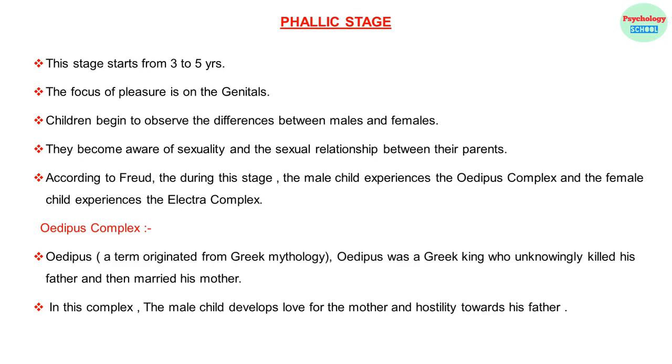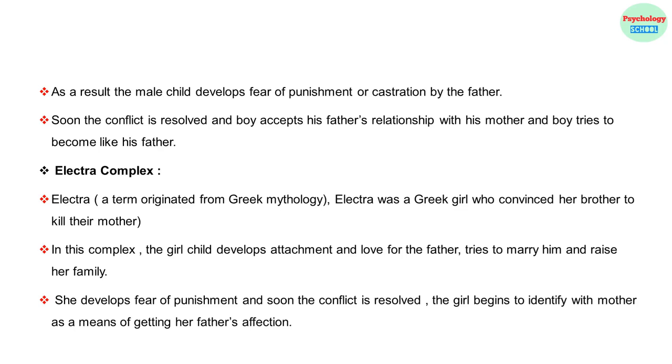So in Oedipus complex, the male child develops love for the mother and aggression towards the father. He also develops the fear of punishment by the father, and this resolution of the conflict takes place when boy accepts his father's relationship with his mother and boy tries to become like his father.